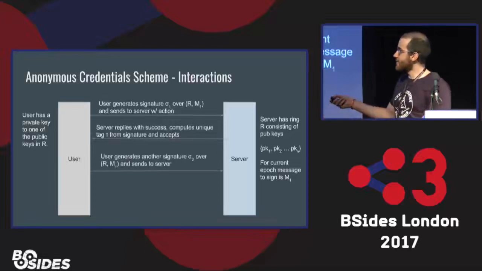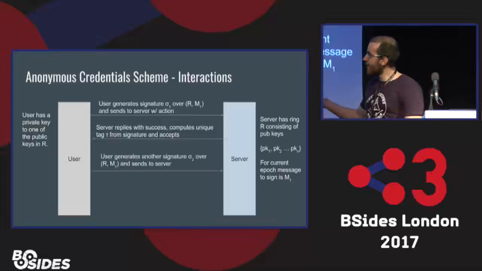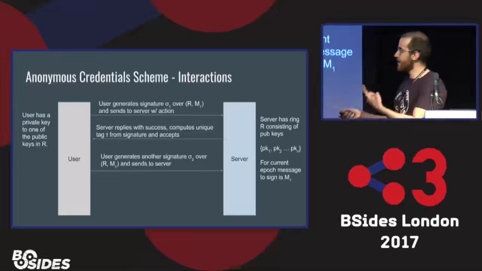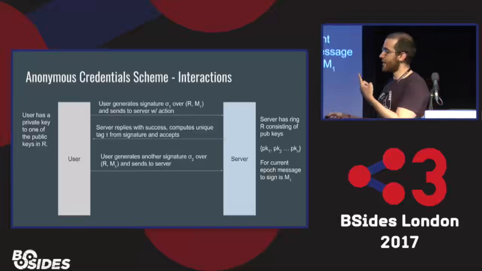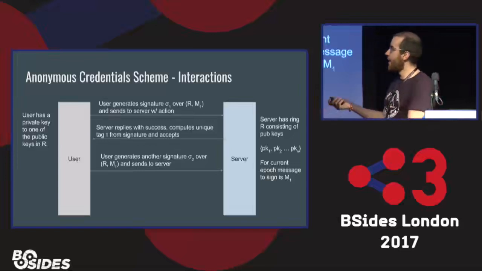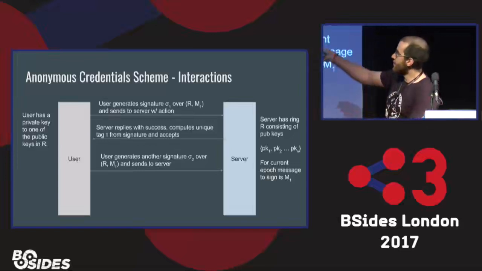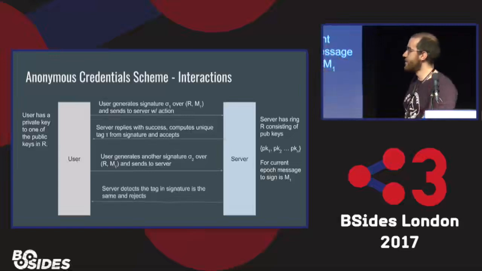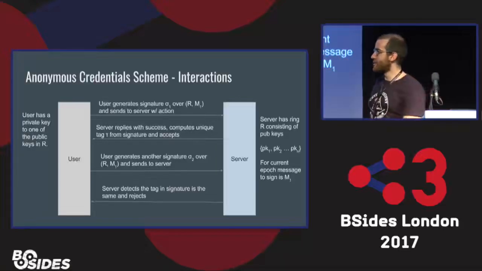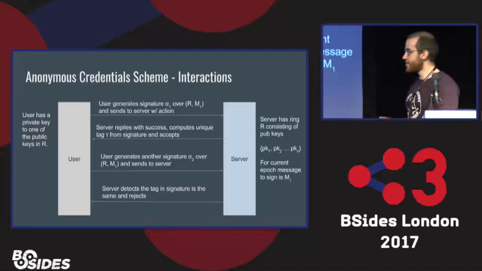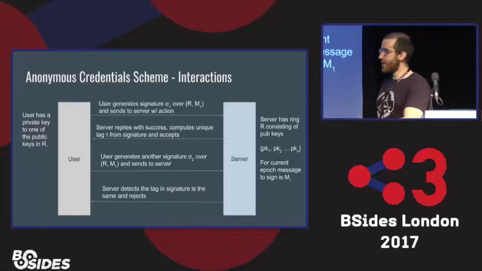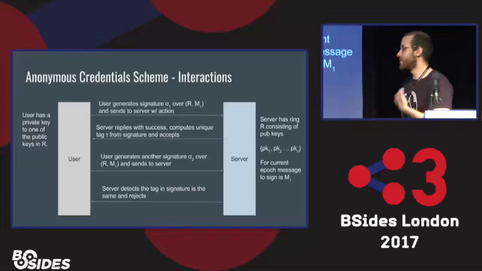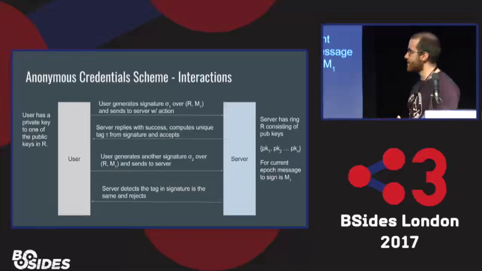If this user now generates another signature, every single parameter of this signature is completely different, except for one parameter, which is the tag, which you can compute to be the same, because they've just signed over R and M1. The server detects that the tag is the same and rejects it. So the user is still completely anonymous, they're just prevented from signing more than once per epoch, right? In essence, they're prevented from submitting more than once every 10 minutes.